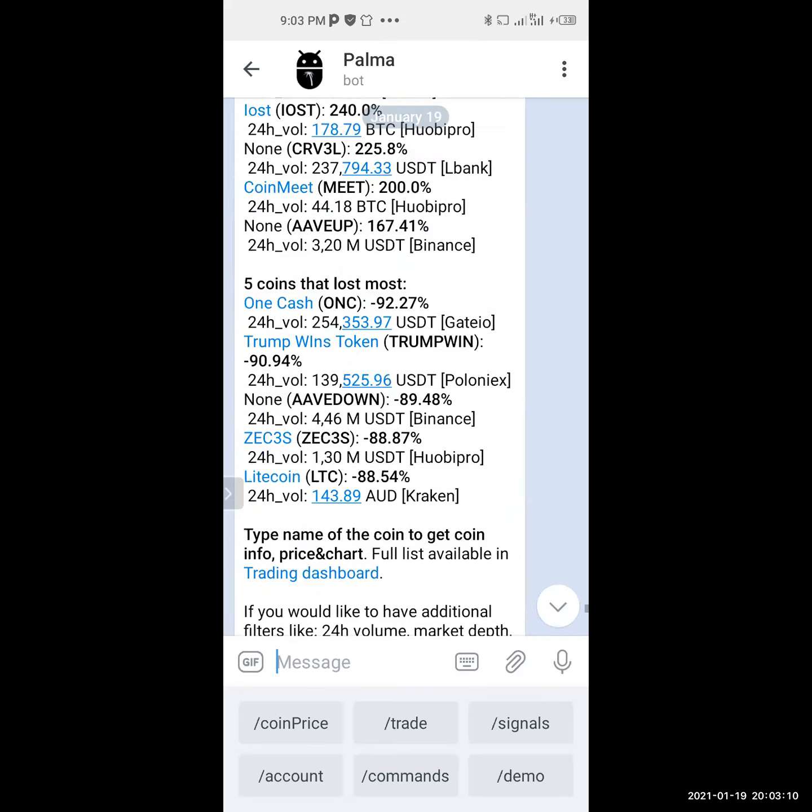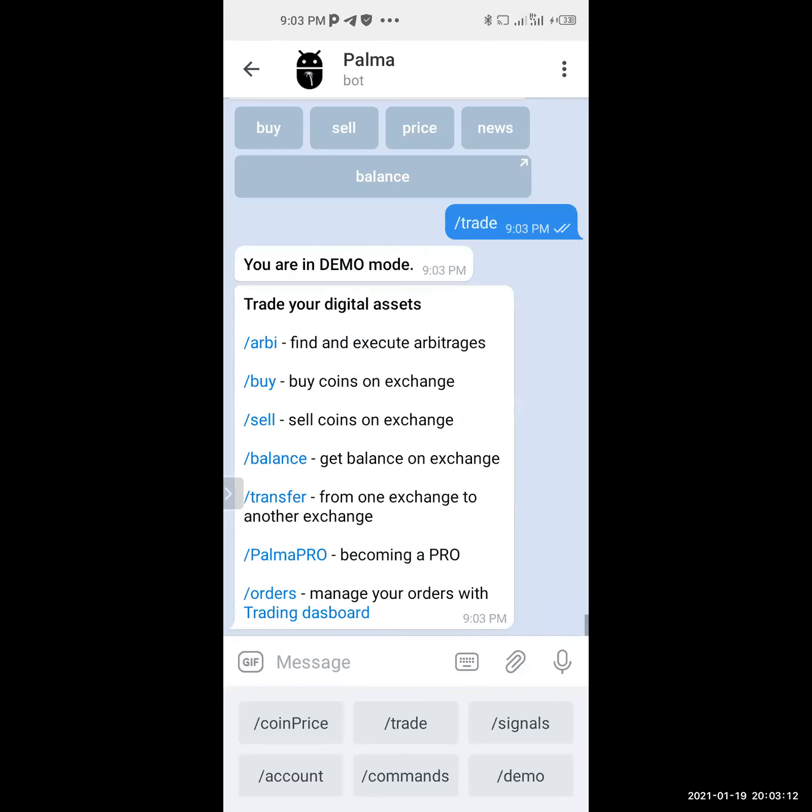Now, you can use this trading button here and see, I'm in demo mode. Of course, for live trading, you have to pay some fee, but at least you can use the demo mode to learn how to trade. Now, you see the information here. You can find out arbitrage opportunities. You can buy coins on exchange.